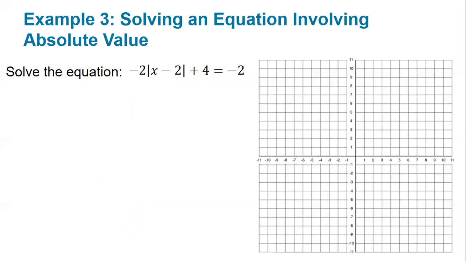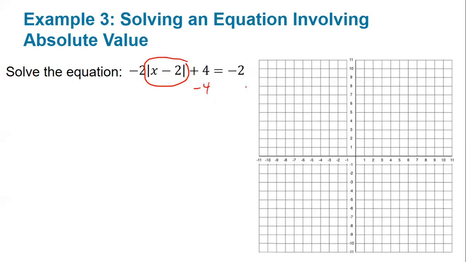So looking at this, before I do anything, does anyone remember what I have to do? I have to get the absolute value by itself. I don't want to take the absolute value out. I want to get the absolute value by itself. So what do I need to do to get this guy alone? Remember, we do PEMDAS backwards. We SADMEP. Is there anything I can add or subtract away first? Yes. So I'm going to subtract the 4.